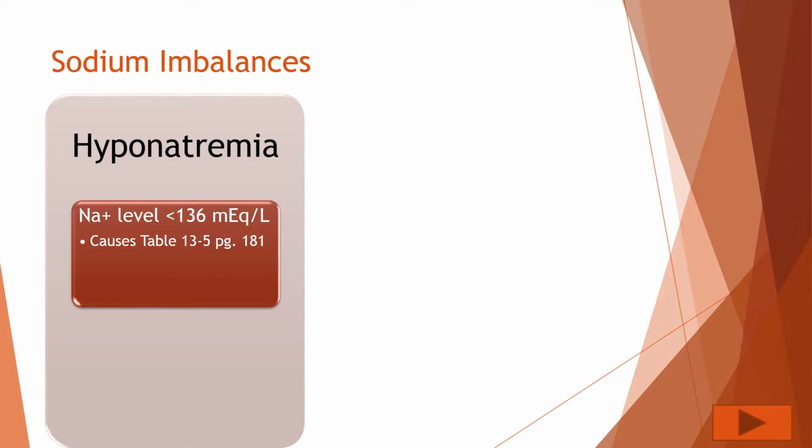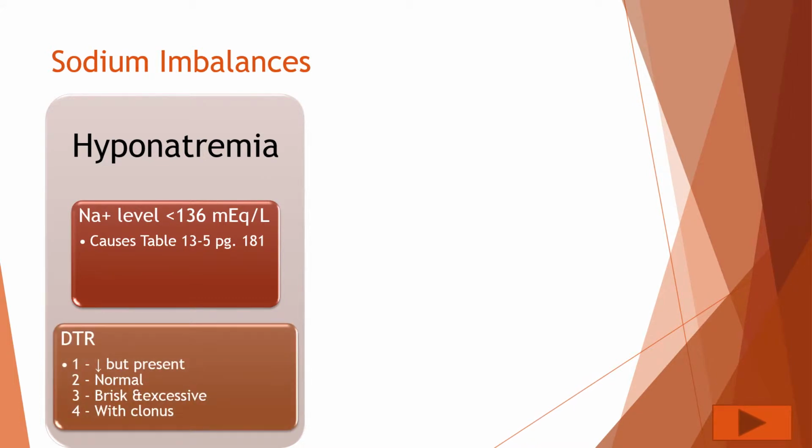Some of these causes can be wound drainage, use of diuretics, NPO status, hyperglycemia, and many more that are listed in this table. Deep tendon reflexes will be assessed, looking for a decrease, whether they're normal, whether they're brisk and excessive, or whether there is clonus.